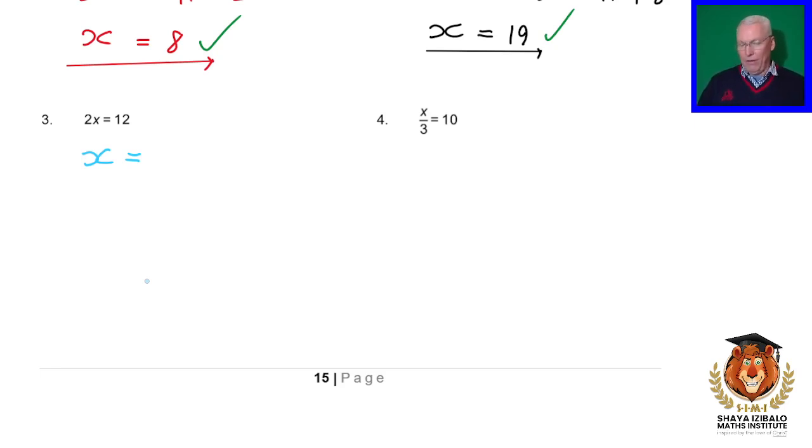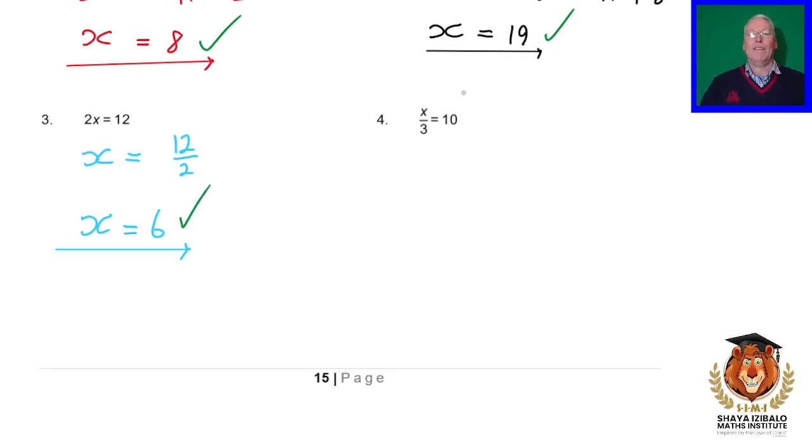All right, so my final answer here is actually going to be 12 divided by 2. We've divided both sides by 2. My final answer is x equals 6. Don't forget, before we move on, let's check that answer. 2x means 2 times x. 2 times 6, 12 equals 12.